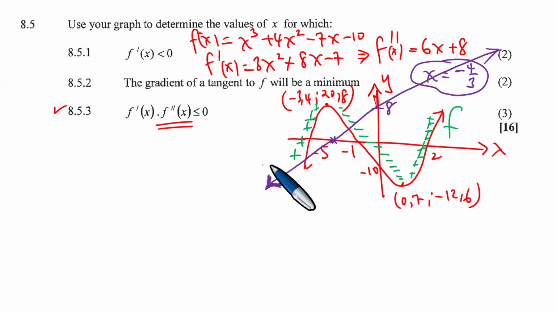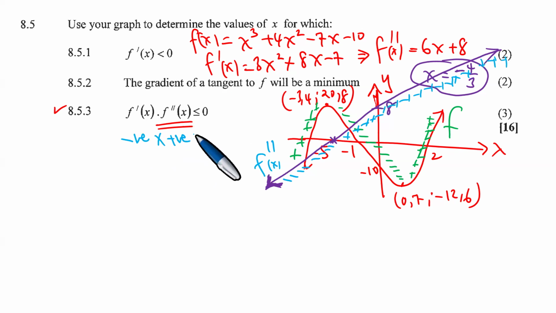This is the graph of the second derivative function. This second derivative function here is negative, and the second derivative is positive. It is positive all the way up. Now, let us look at what's happening here. When you're multiplying two functions and you're getting a negative, it means that one of them is negative and the other one is positive. So the result is negative and is less or equal to 0.